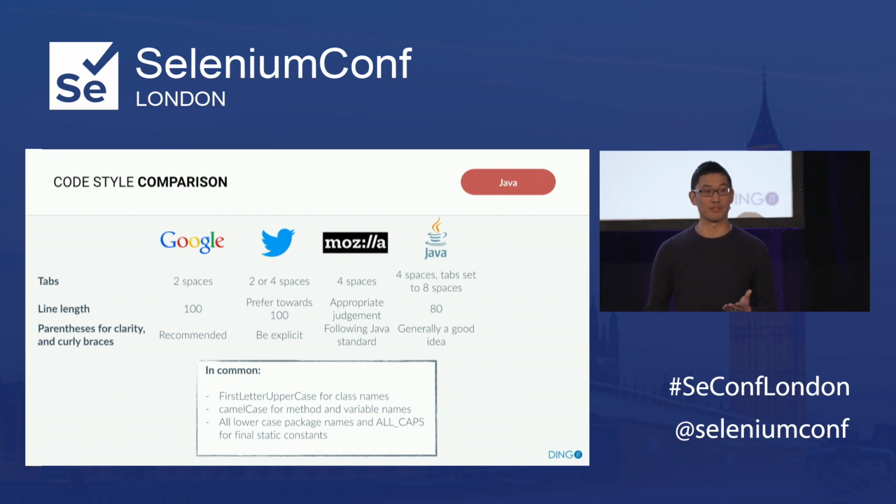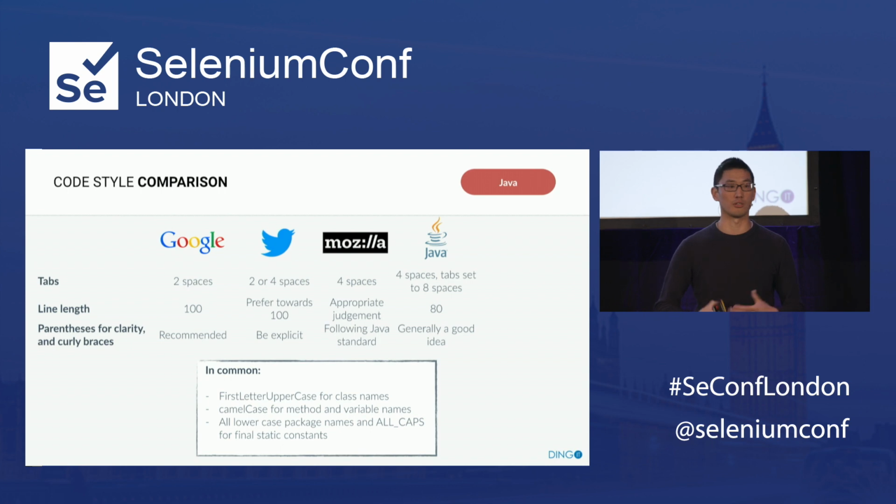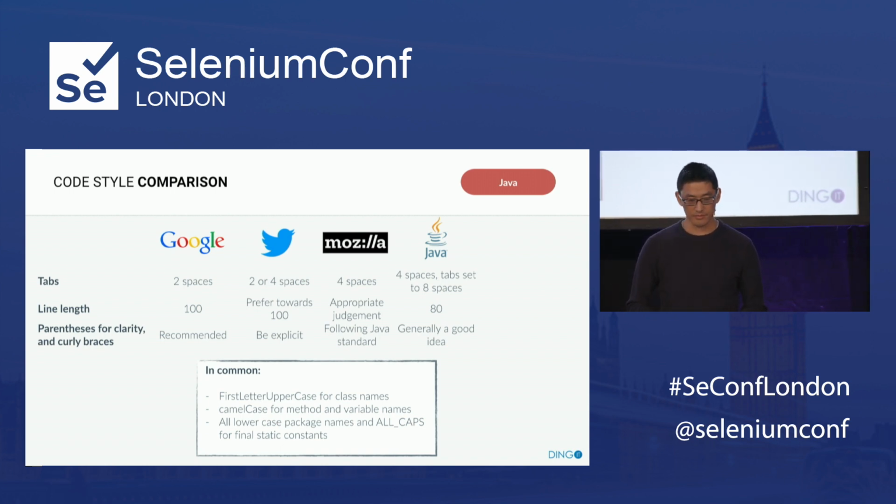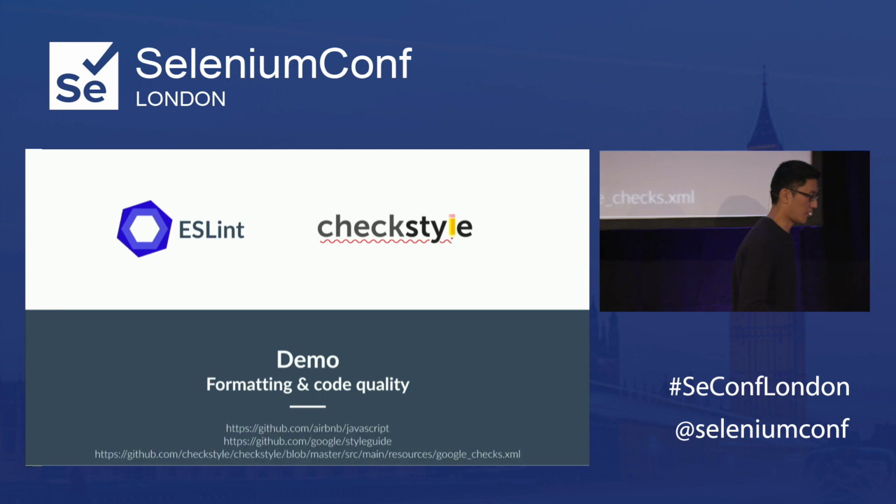So again, there are more differences, but usually you pick one that fits your organization, and the thing that you can do is customize certain rules like indentation or line length for your preference. So let's take a look at that.